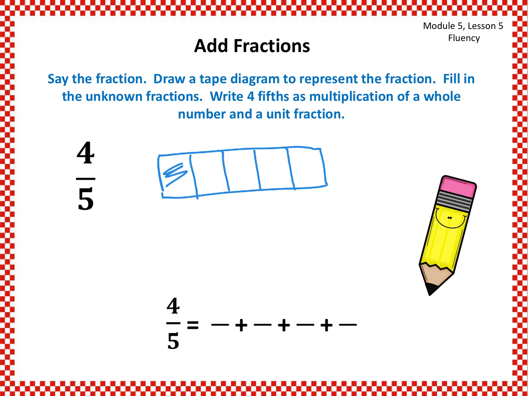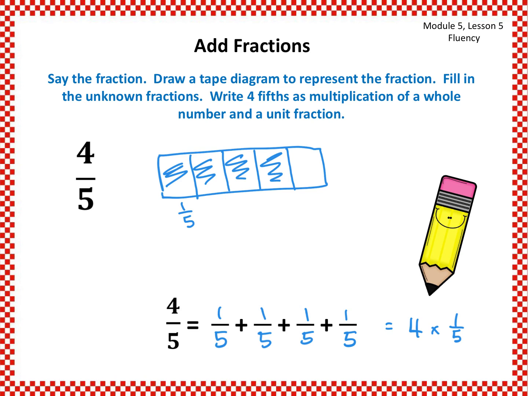So 1, 2, 3, and 4. So each one of those is 1/5. So 4/5 is 1/5 plus 1/5 plus 1/5 plus 1/5. Or 4 times 1/5.